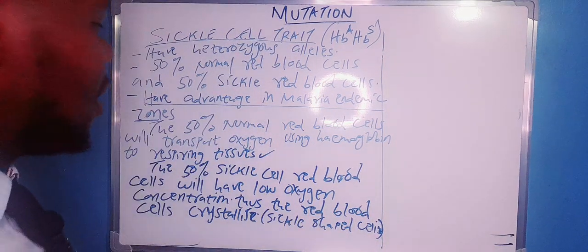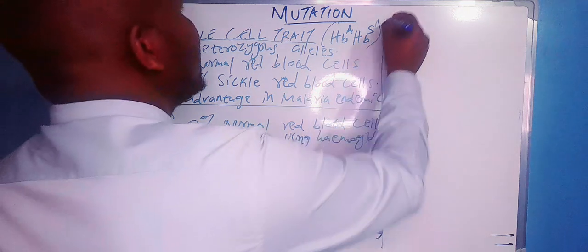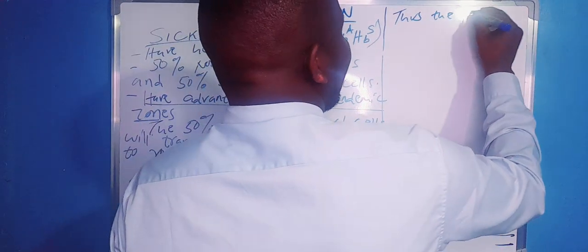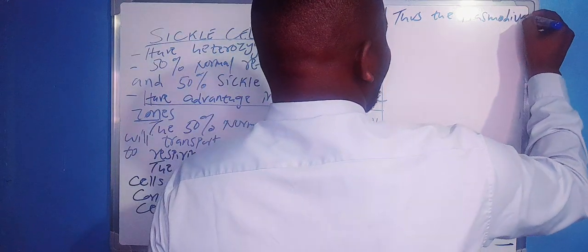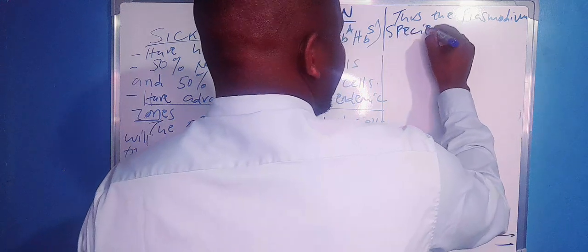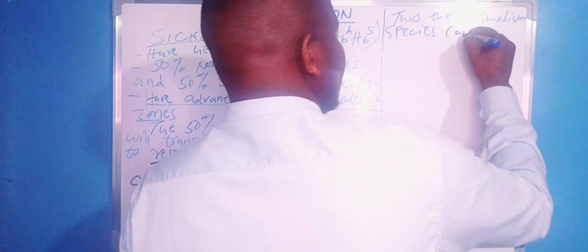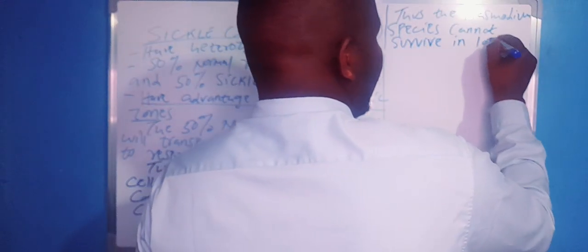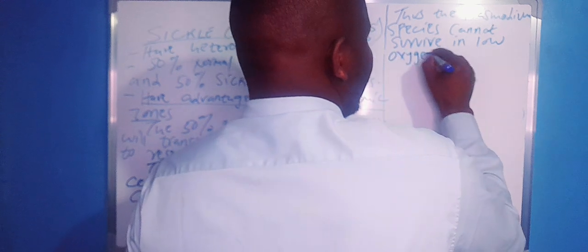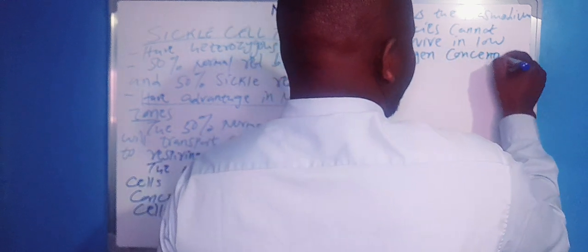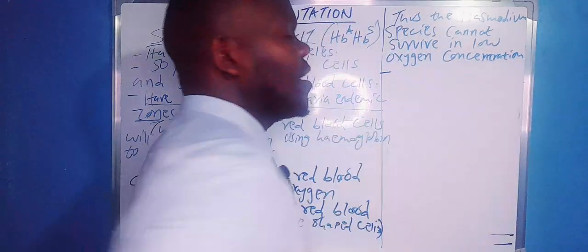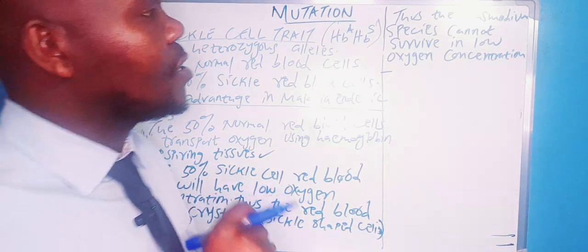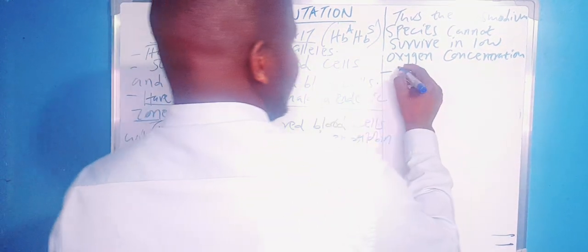Hope you understand that. Now when you have understood that they can crystallize, what will be the effect? Thus, the Plasmodium species cannot survive in low oxygen concentration. And because it cannot survive in the low oxygen concentration, what will be the effect? It cannot complete its life cycle.